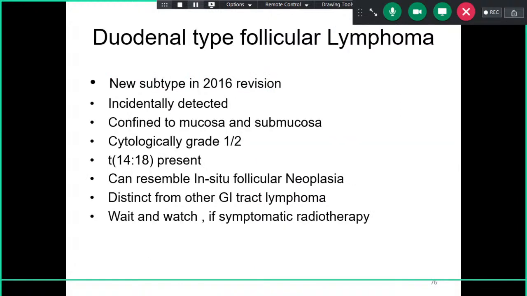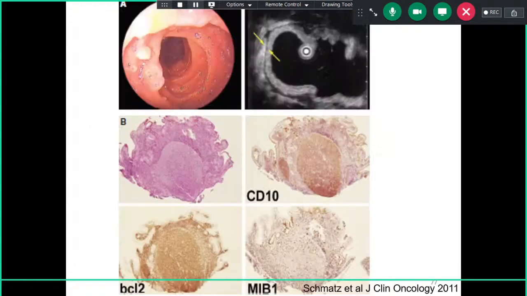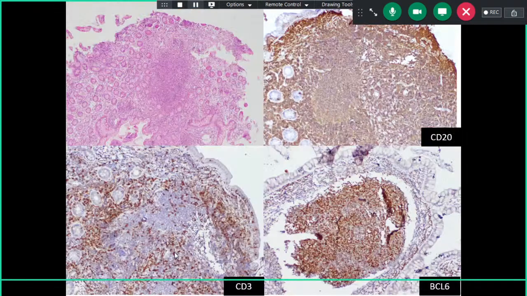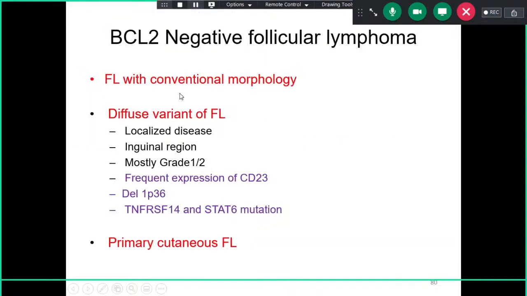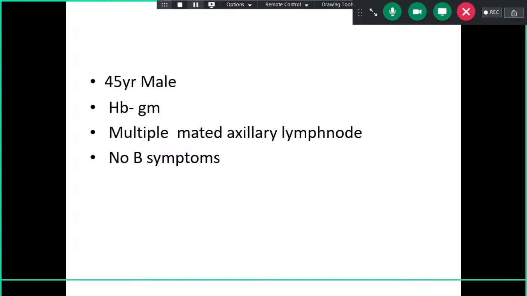Duodenal type mostly occurs in the duodenum and is very indolent. If you just biopsy it and cut it, nothing more is required, but it shows classical features. You can see in the endoscopy a nodule, CD10 positive, BCL2 positive. Clear? So this is the case. You can see CD20, CD3, then BCL6 and CD10 positive, BCL2 positive. In few cases it may be BCL2 negative, but very rarely it can show BCL2 negativity.